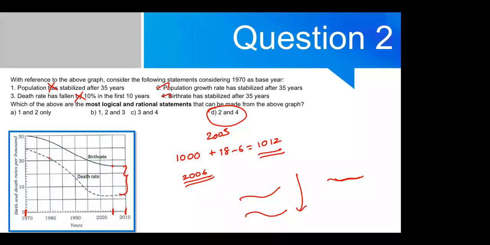Yes, yes. Population growth rate means birth rate minus death rate. That we can apply. For the population, the formula won't come. Population is increasing.